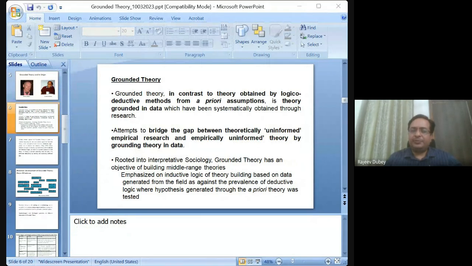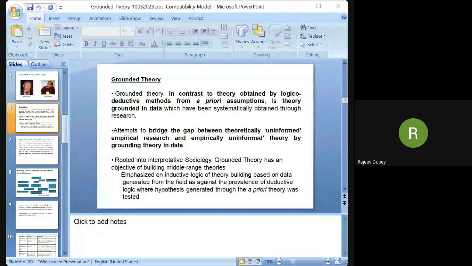Now, let us come to the moot question here: what, according to Glaser and Strauss, is grounded theory? Grounded theory, in contrast to theories obtained by logico-deductive methods from a priori assumptions, is grounded in data which has been systematically obtained through research. So unlike deductive logic, where from a priori assumptions you deduce a certain theory, in this case the theory is not deduced beforehand. Rather, it is a theory from the empirical data which you are collecting. And we will see how through the process of coding, gradually from concepts, categories emerge, and from categories, theories emerge.